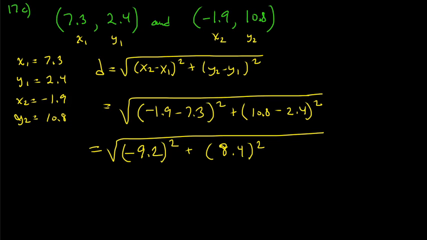Right, and now this is where we really need a calculator. Negative 9.2 squared looks like 84.46. No, sorry, 84.64. Got that backwards. And then 8.4 times 8.4, 8.4 squared, 70.56.